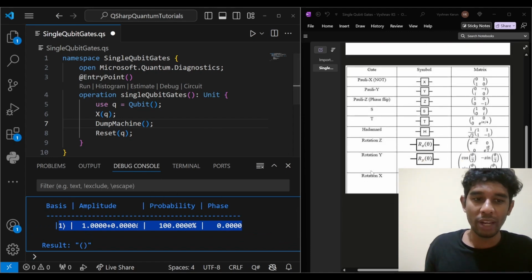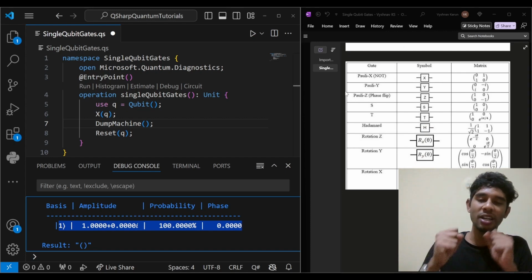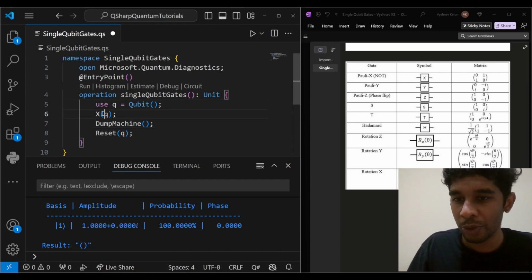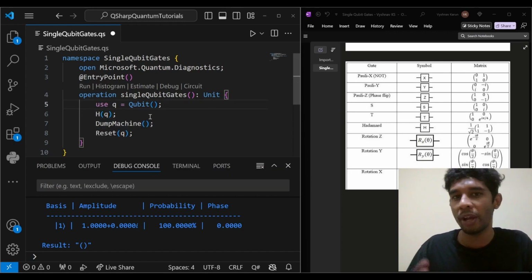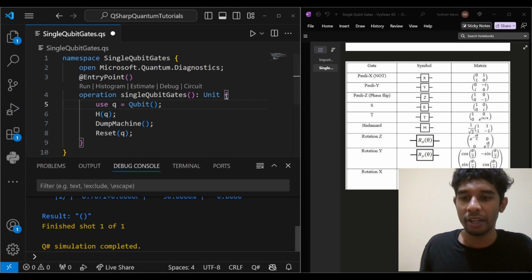Now we are going to look at a very, very powerful gate, which is the Hadamard gate. So the Hadamard gate is what puts our qubit into superposition. I'll just show you what that does. So I'll just change this X to H, right? X for the Pauli X gate and H for the Hadamard gate. So let me run it again.